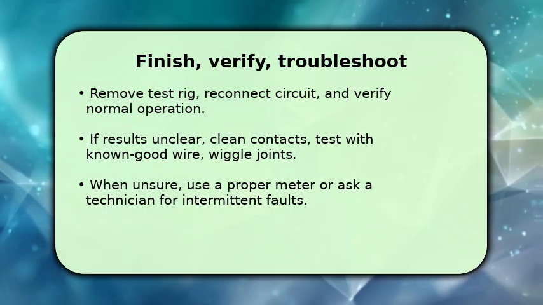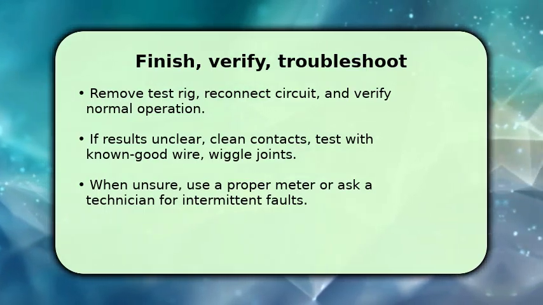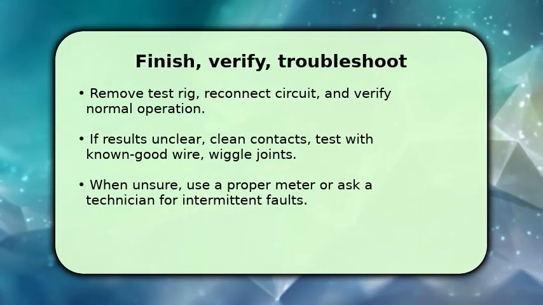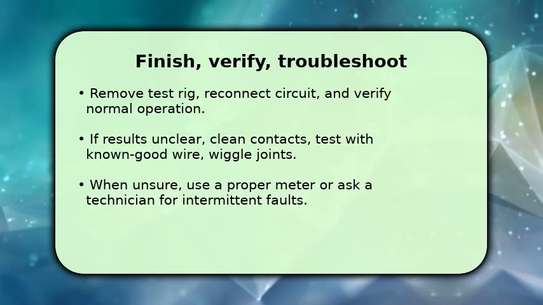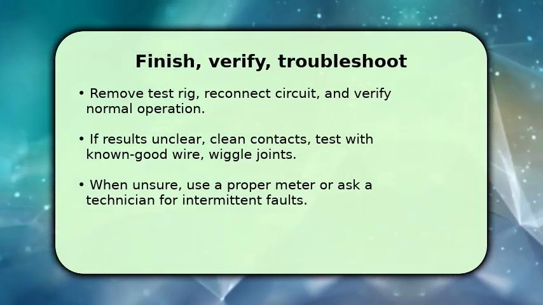Repower the device and confirm normal function. If the LED gave ambiguous results, clean oxide from contacts, retest with a known good jumper, and wiggle connectors to reveal intermittent faults. Sometimes slight corrosion or a cracked trace is the problem.